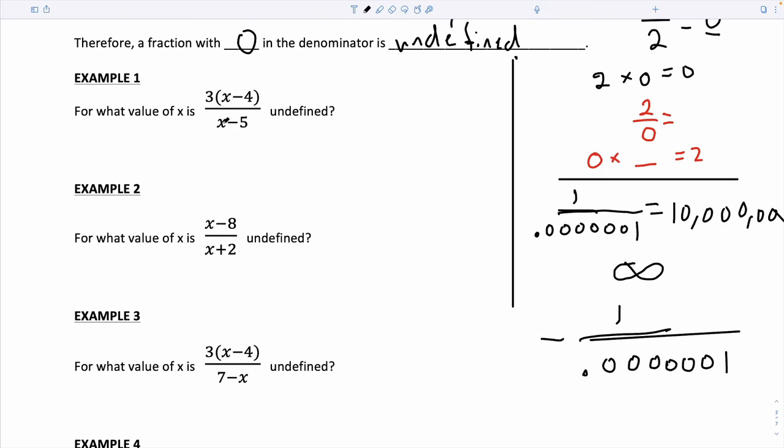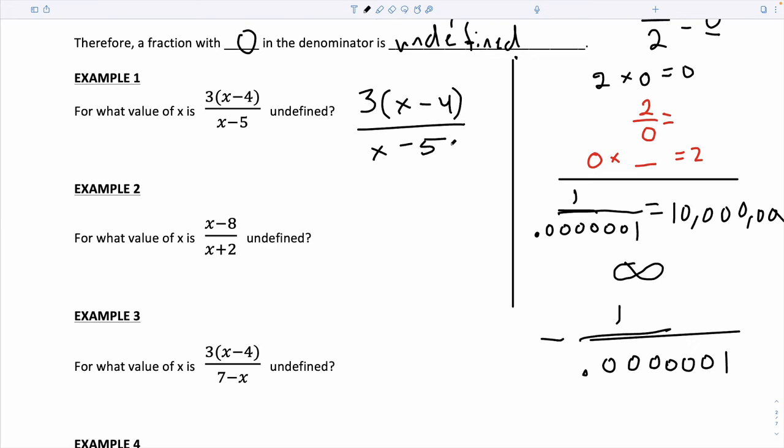We also need to kind of know why we're putting the answer as undefined rather than just saying it doesn't work. So let's put this problem next to it here and see what we're trying to find for this set of notes. For what value of x is 3 times x minus 4 over x minus 5 undefined? When you look at this problem, there's only one number that would make it undefined. And if I look at the bottom, I'm thinking kind of like zero product property.